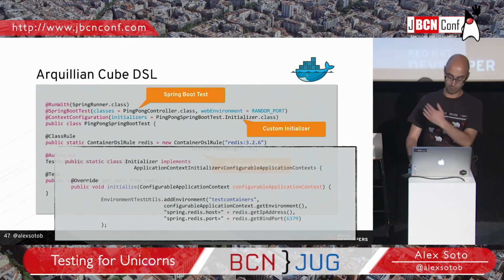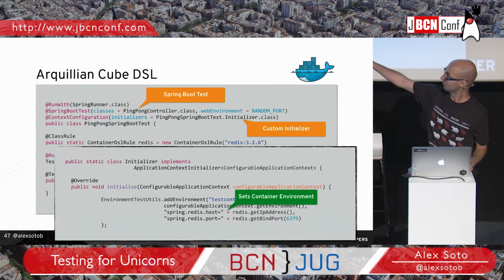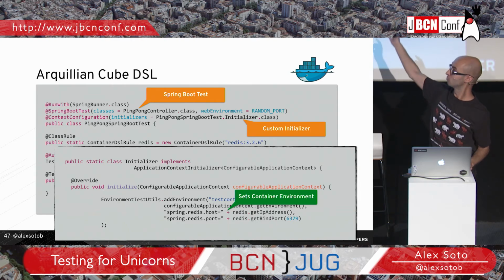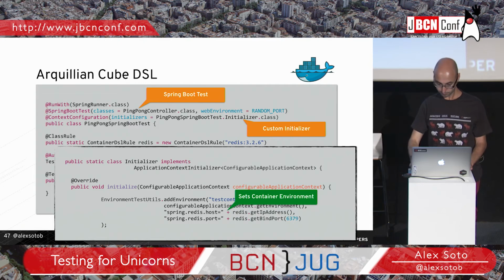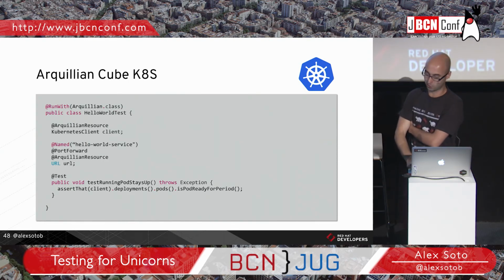And this is how the initializer looks. Notice here that I'm setting the Redis host and the Redis port with Redis. This Redis is that class rule, right? And it's redis.getIpAddress and redis.getBindPort. And then you configure your Spring Data environment to connect to the Redis container that has been started for the test. And I'm just finishing right now. Arquillian Cube also works for Kubernetes.